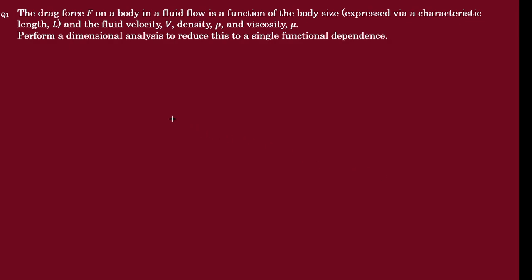The drag force F on a body, so I'm going to be circling the variables so it'll be easier for us. The drag force F on a body in a fluid flow is a function of the body size expressed via a characteristic length L and the fluid velocity V, density rho, and viscosity mu. Perform a dimensional analysis to reduce this to a single functional dependence.